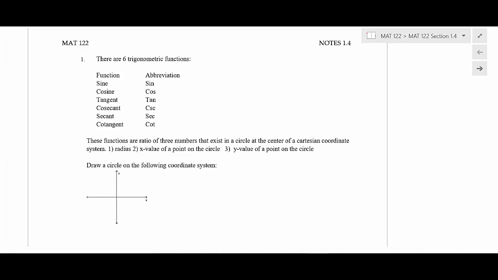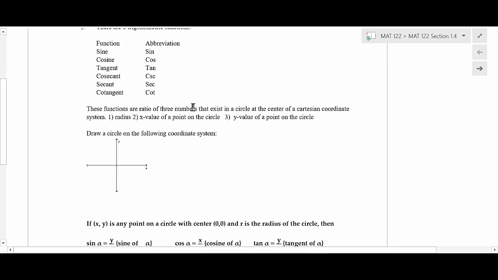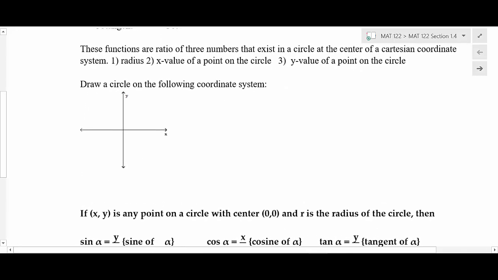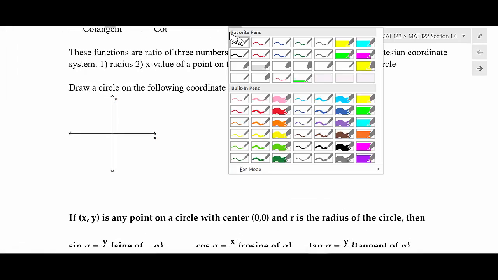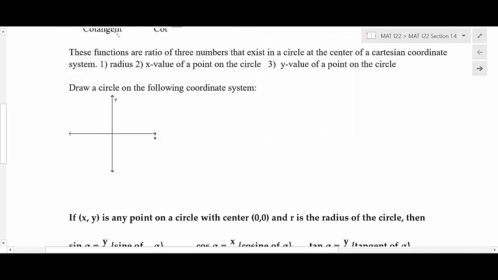First thing you want to get comfortable with is the terminology, and we have the sine, cosine, tangent, cosecant, secant, and cotangent, and then the various abbreviations. Okay, we'll use the abbreviations most of the time. So in this diagram, I'm going to have you draw a few things and label a few things because it's important that you understand what the basic definitions are.